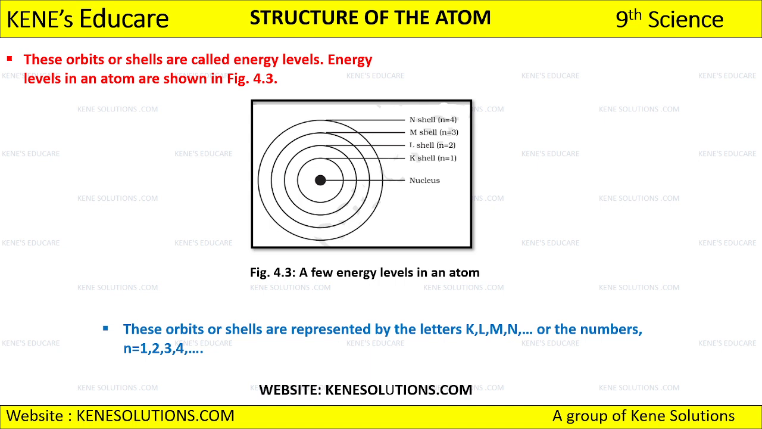K shell has n equal to 1. L shell will have n equal to 2. Then M shell will have n equal to 3, and N shell will have n equal to 4. Right? So these are the different shells that we have.